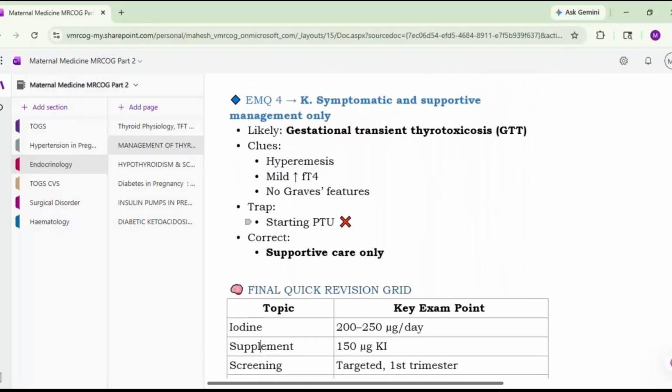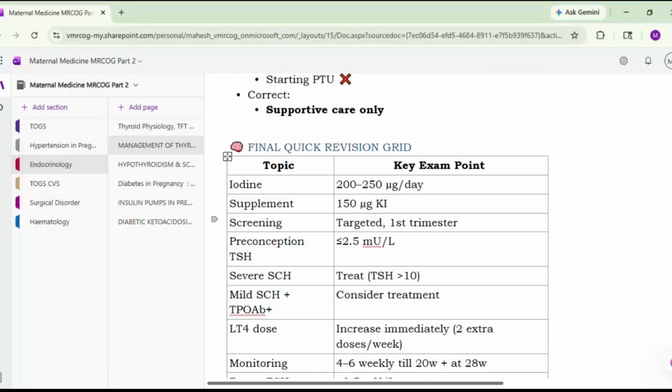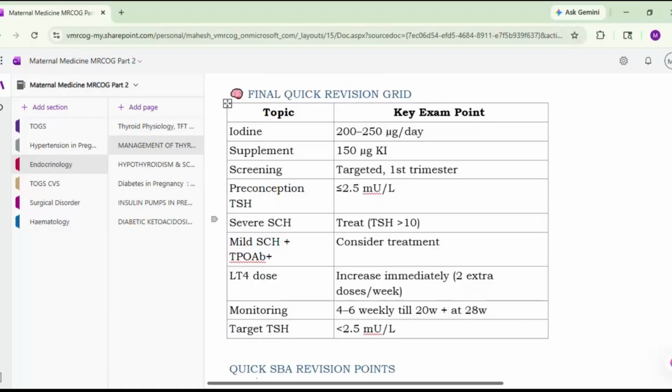So the take home message: iodine requirement is 200 to 250 microgram per day. Supplement is around 150 microgram potassium iodide. Screening is only targeted, and that should be done in the first trimester. Preconception target TSH should be less than 2.5. Severe subclinical hypothyroidism, treat if TSH is more than 10. Mild subclinical hypothyroidism plus TPO antibody positive, consider treatment. Levothyroxine dose increase immediately.